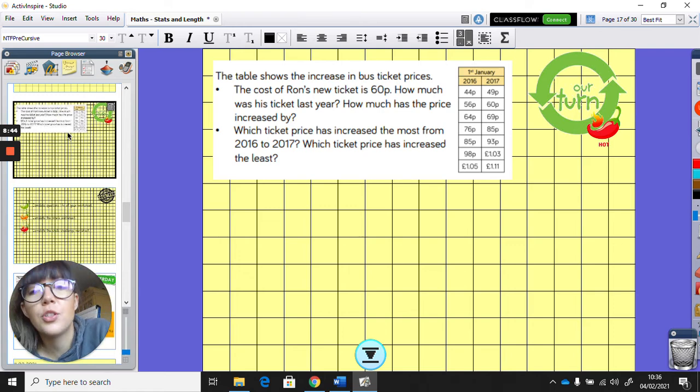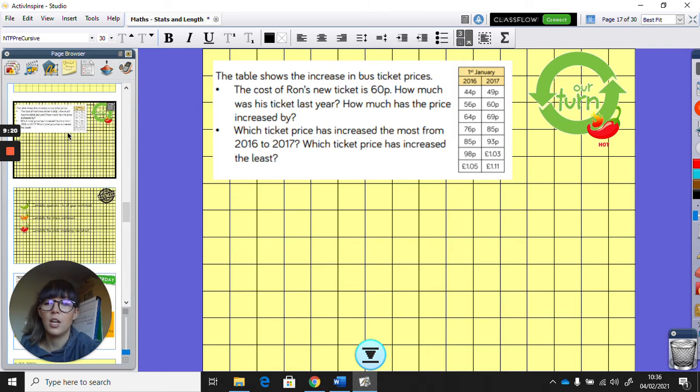So this table shows the increase, so how much more they got, in bus ticket prices, not bucket prices. What am I talking about? This table shows the increase in bus ticket prices. The cost of Ron's new ticket is 60p. How much was his ticket last year, and how much has the price increased by? Which ticket prices increased the most from 2016 to 2017, and which ticket prices increased the least? There's a lot of maths to do in this question.